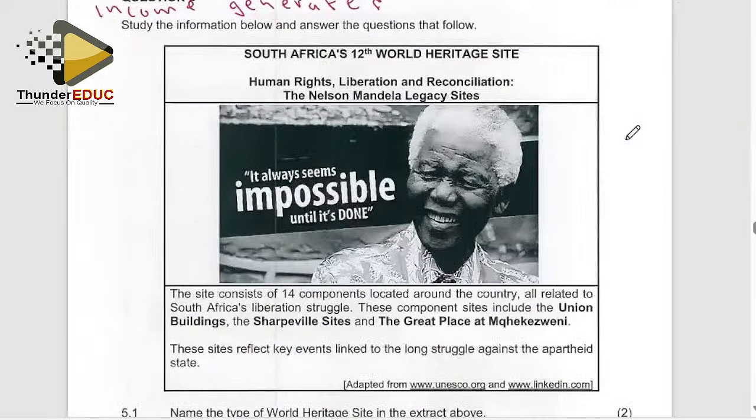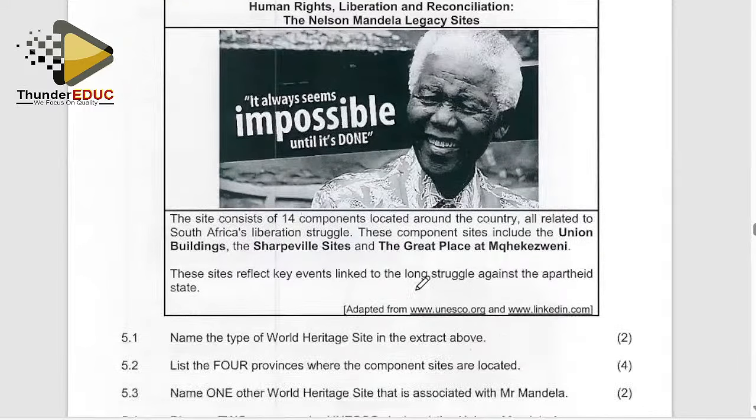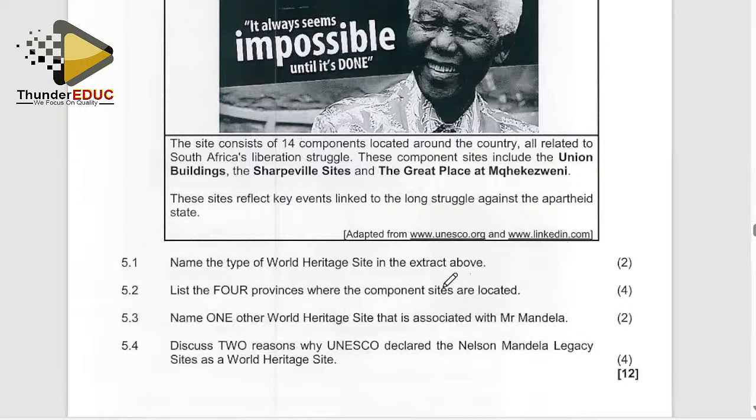So study the information below and answer the questions that follow. South Africa's 12 World Heritage Sites, Human Rights, Liberation and Reconciliation, the Nelson Mandela Legacy Sites. It always seems impossible until it's done. The site consists of 14 components located throughout the country, all related to South Africa's liberation struggle. These component sites include the Union Buildings, the Sharpeville sites, and the Great Place at Mqhekezweni. These sites reflect key events linked to the long struggle against the apartheid state. Now, the first question reads, name the type of World Heritage Site in the extract above.